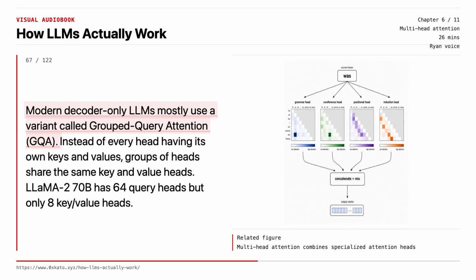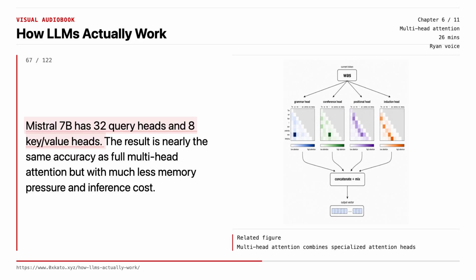Modern decoder-only LLMs mostly use a variant called Grouped Query Attention, GQA. Instead of every head having its own keys and values, groups of heads share the same key and value heads. Llama 70B has 64 query heads, but only 8 key-value heads. Mistral 7B has 32 query heads and 8 key-value heads. The result is nearly the same accuracy as full multi-head attention, but with much less memory pressure and inference cost.